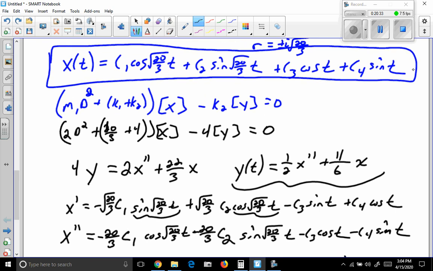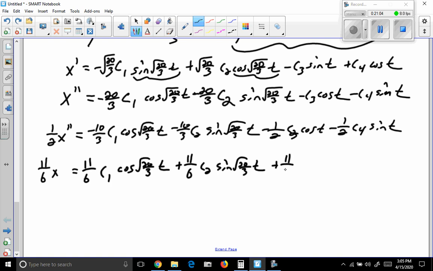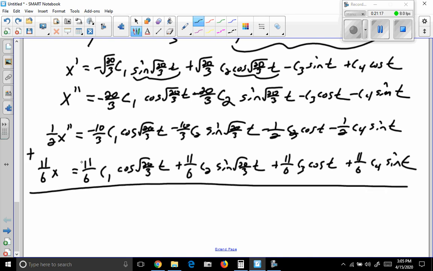This was x, so if we multiply each one of those by 11/6, then we'll have 11/6 x. So 11/6 x double prime, not x double prime, but 11/6 x is just 11/6 C1 cosine square root 20/3 t, 11/6 C2 sine root 20/3, 11/6 C3 cosine, 11/6 C4 sine. So y is these two lines.